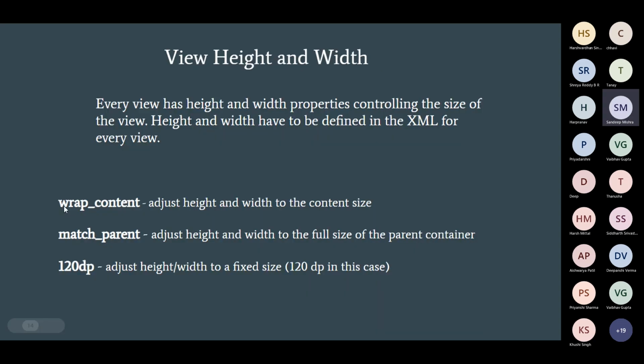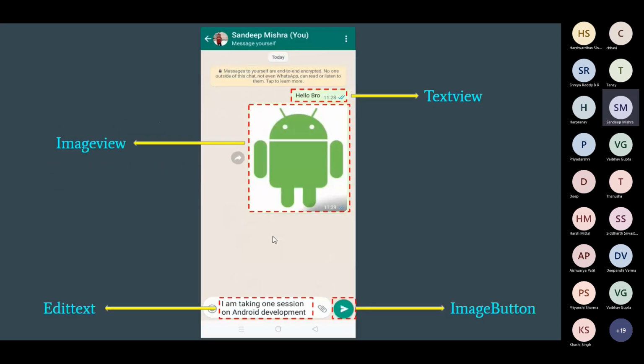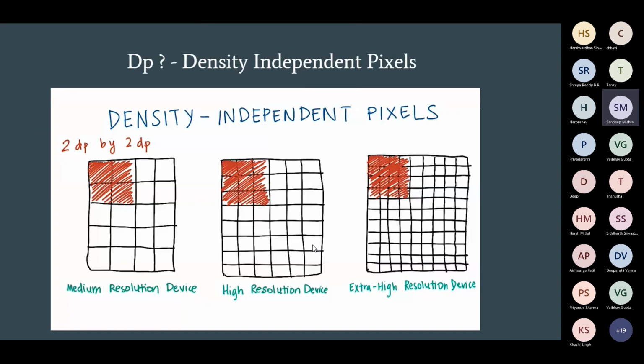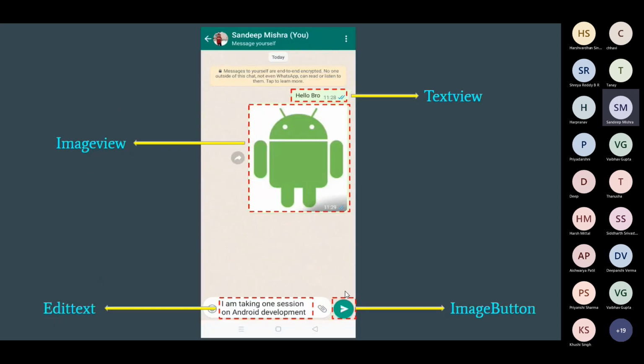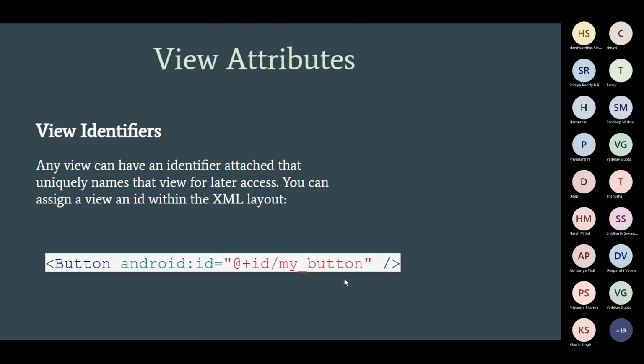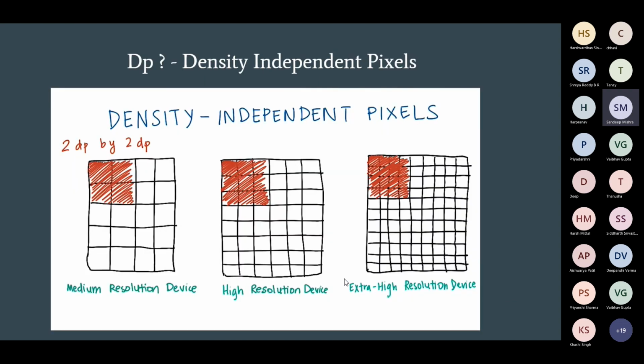So there are three ways: wrap content, which adjusts the height or width to the content size; match parent, which will adjust the height and width to the full size of the parent, as we have seen in this picture. The orange background is taking the full size of the parent, so that's why it is using match parent. And then there is a hard-coded value like 120 dp, which can be seen in this image button, which may carry some height and width according to our need, like 50 dp, 60 dp. So that's about the view's height and width, and about dp.